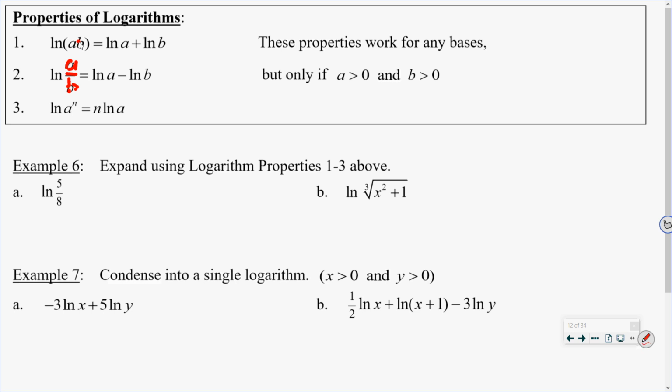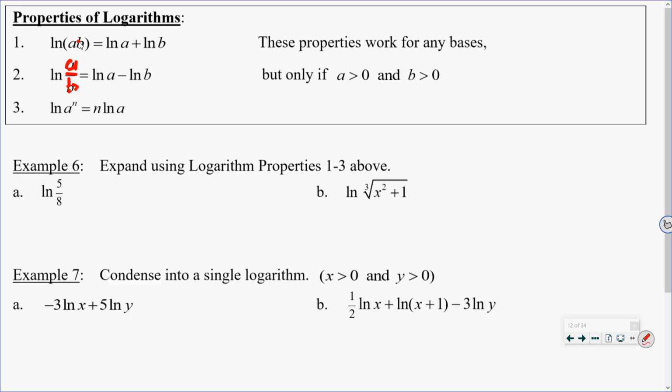If I have the ln of a to a power, I can take that power and drop it down in front. So those are your three main exponent rules. Just know this: this only works if both a and b are greater than 0. When you take the log of a number, it has to be greater than 0.